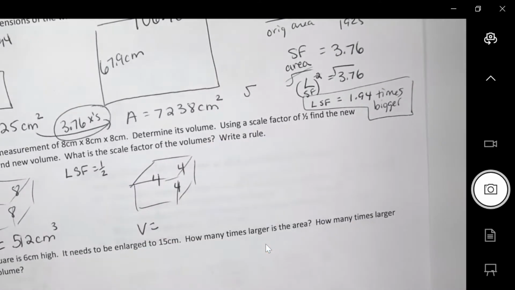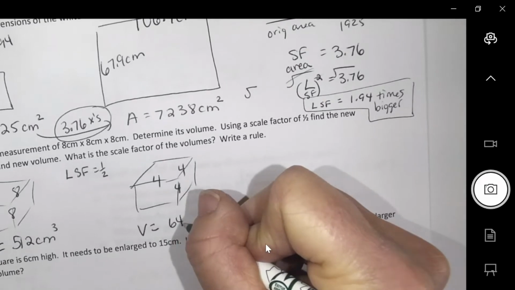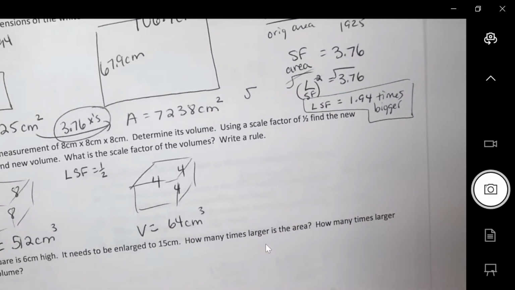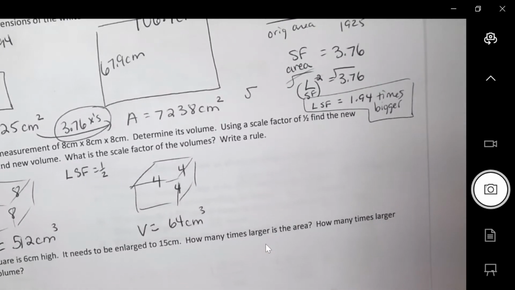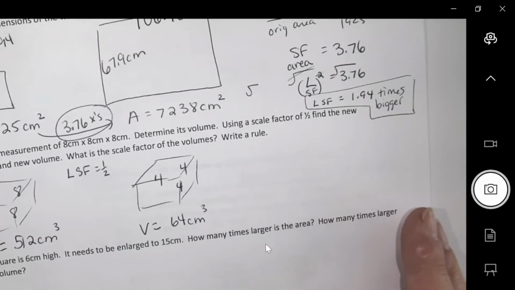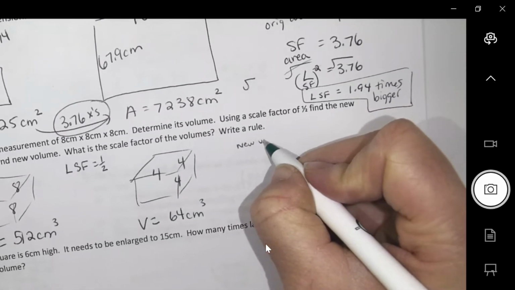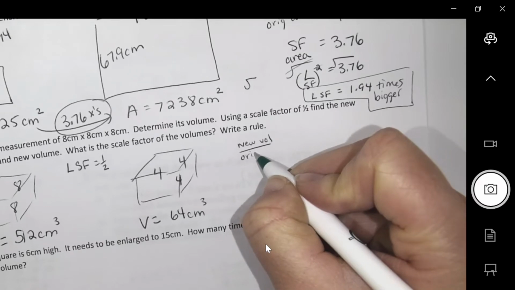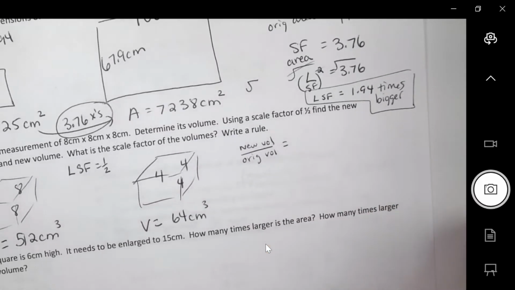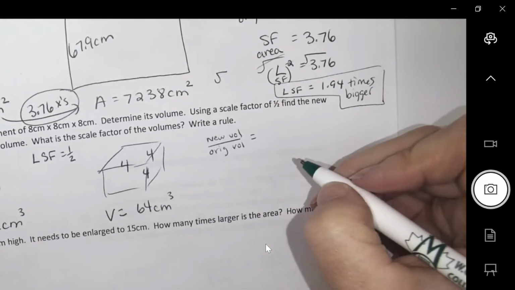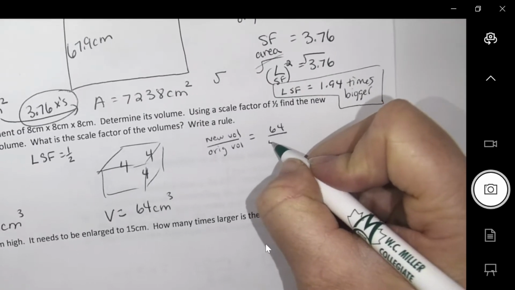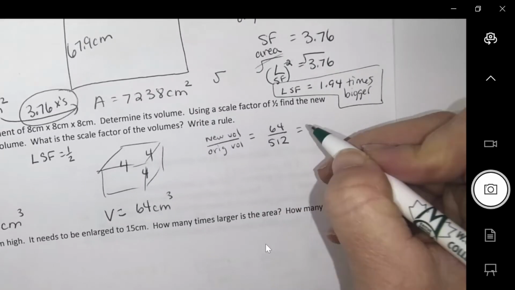What is the volume of that? What's 4 times 4 times 4? 64 centimeters cubed. Okay, so to get scale factors, you always do new divided by original. So what is the new volume divided by the original volume? So what is 64 divided by 512?